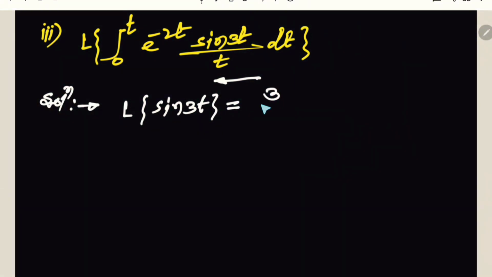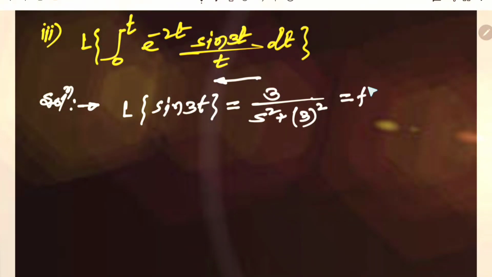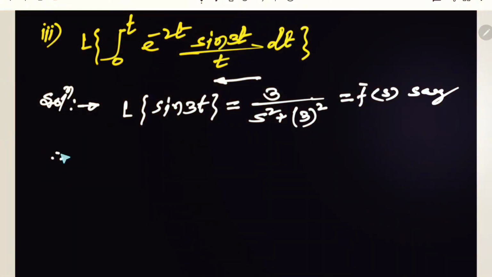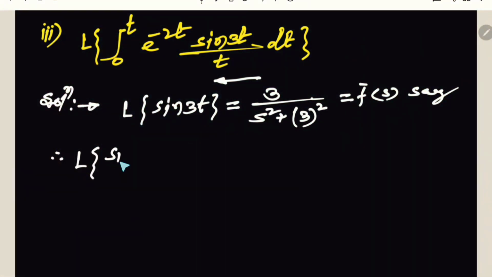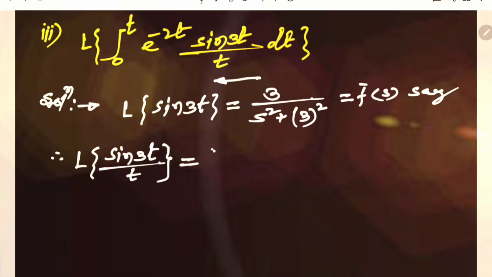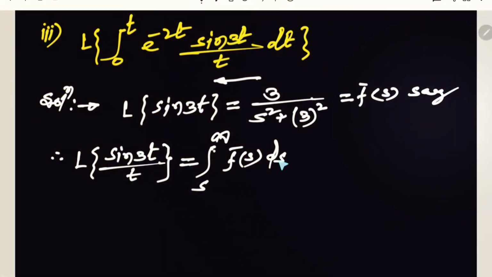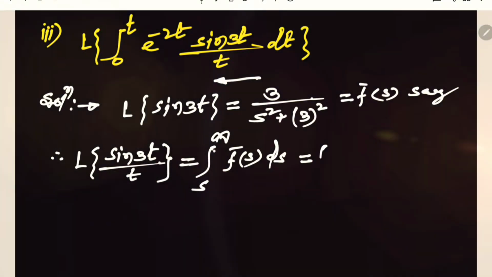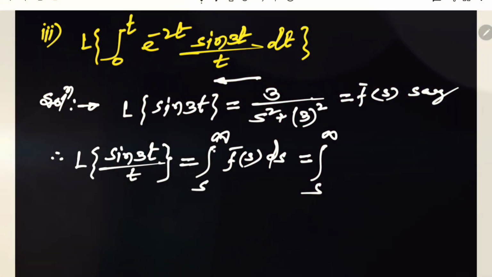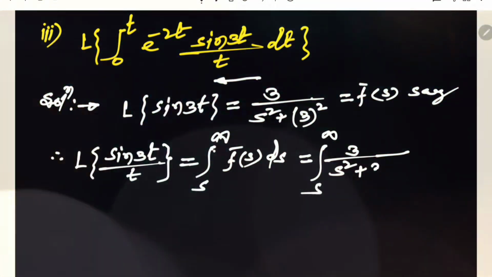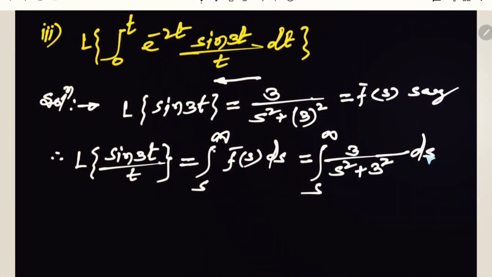Therefore, Laplace of sine 3t is 3 upon s square plus 3 square, f bar of s. First step is completed here. Then Laplace transform of sine 3t by t, by the division by t theorem, is integration from s to infinity of f bar of s with respect to s. Substituting the value of f bar of s, it is integration from s to infinity of 3 upon s square plus 9 and its integration with respect to s.